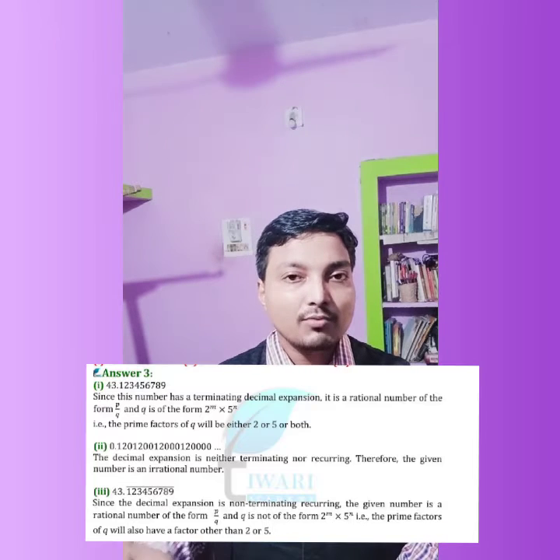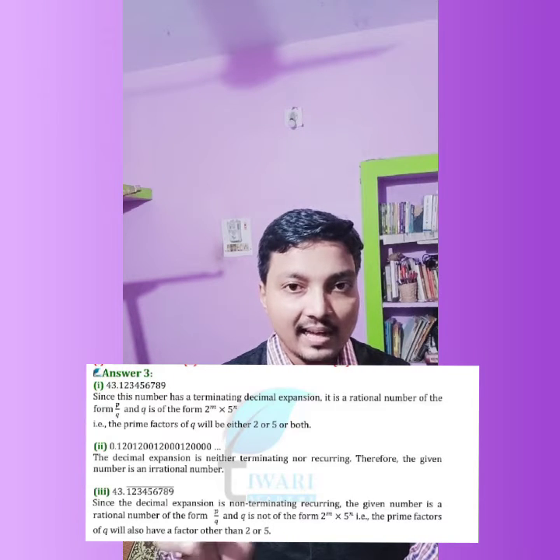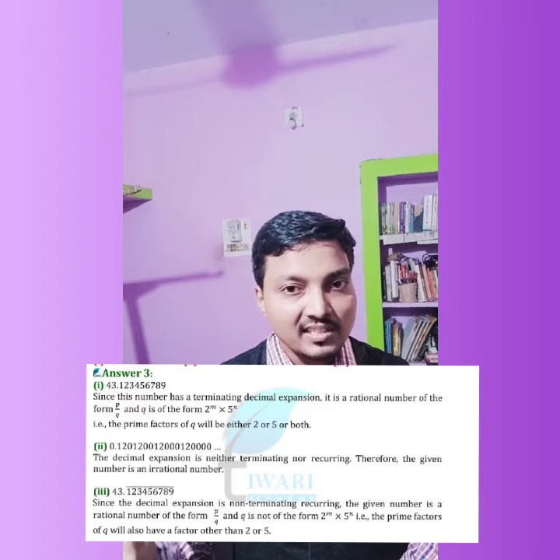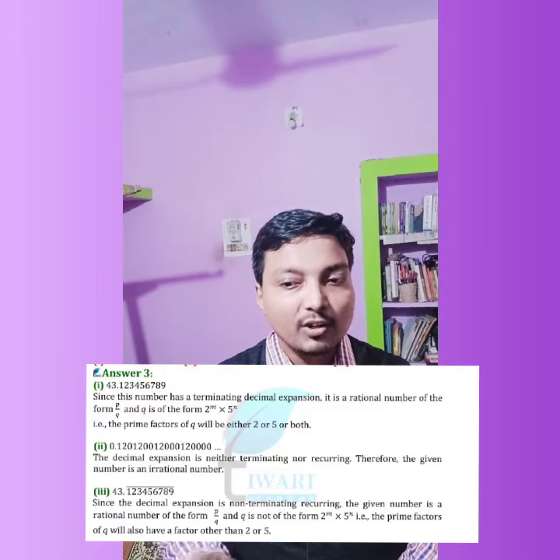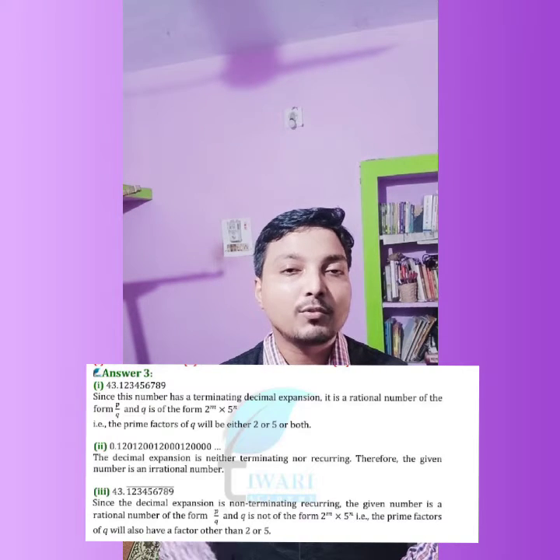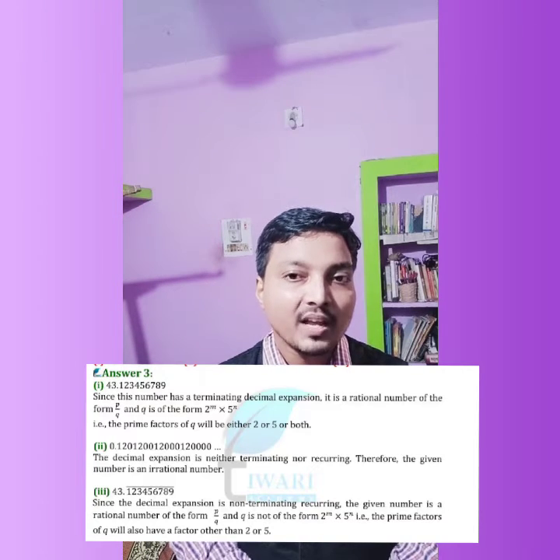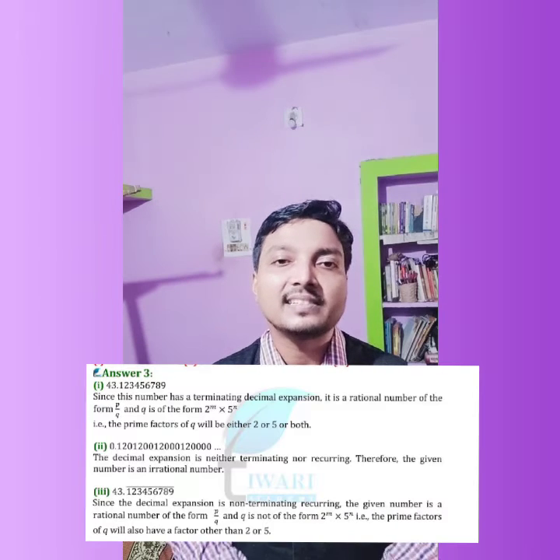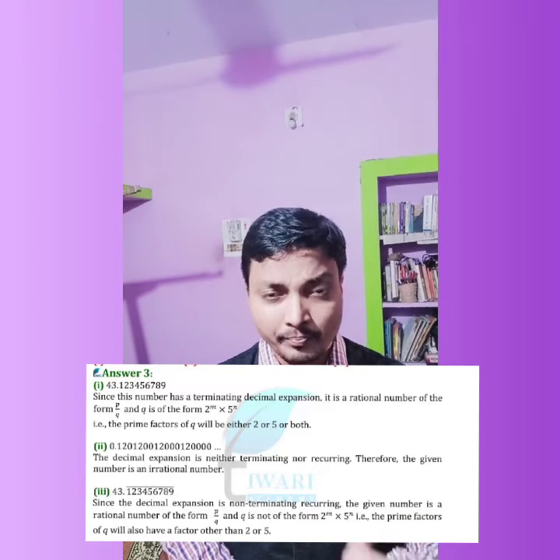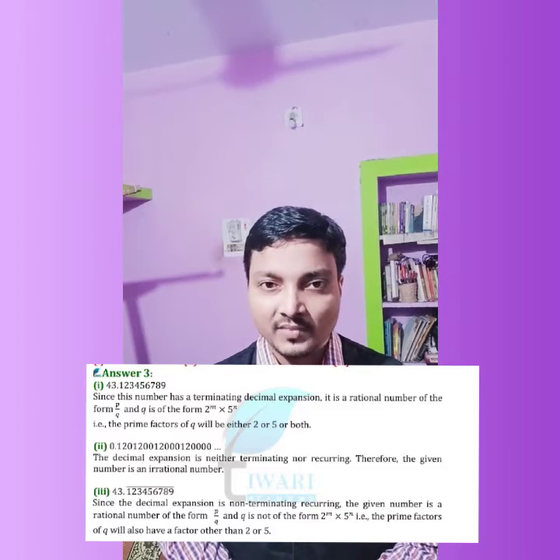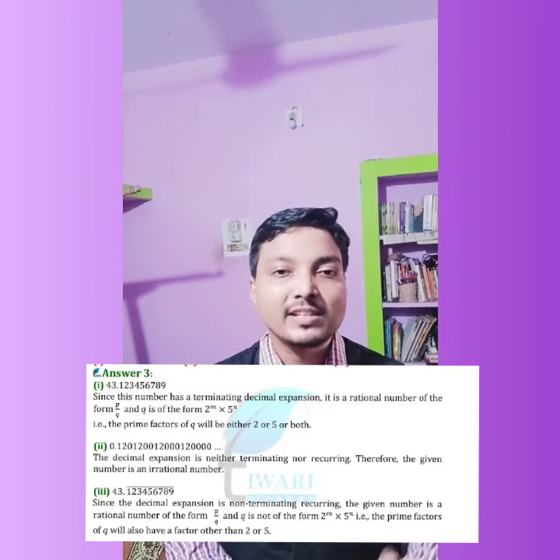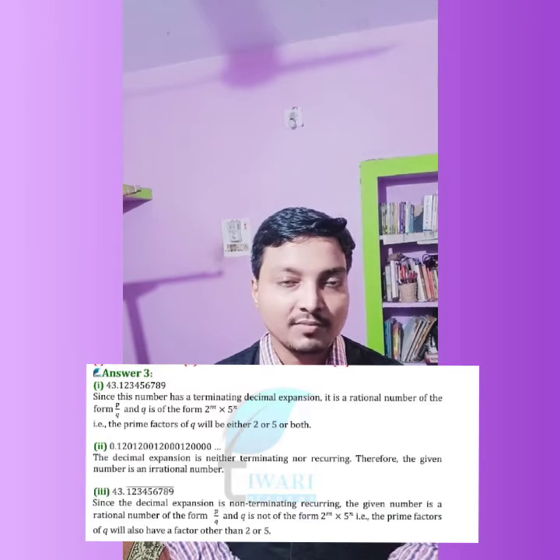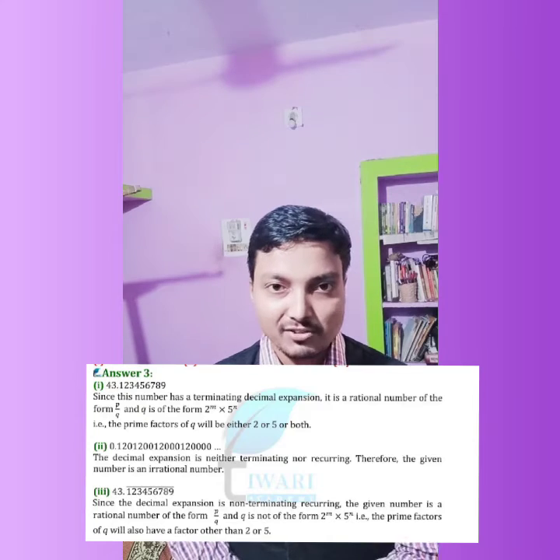So 100%, whatever the rational number is whose decimal expansion is this number, its denominator can be expressed in the form of 2 to the power m into 5 to the power n. Otherwise, the denominator can be factorized as powers of 2 and powers of 5 only. 2 and 5 are the only factors of the rational number whose decimal expansion is this one.